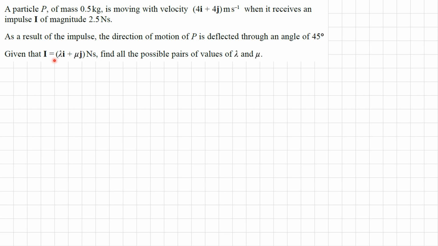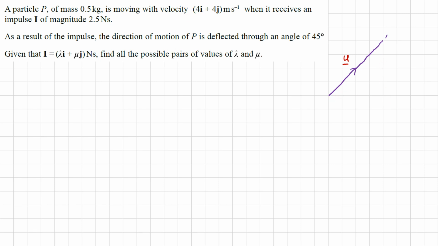Given that I is equal to lambda i plus mu j newton seconds, find all the possible pairs of values of lambda and mu. Okay, so I'm going to take the information that I've been given and draw a diagram. So I'm going to have something like this. I want to try and keep it fairly accurate. So this represents u. So this was the velocity before, 4, and I'm using 1 square per 1.